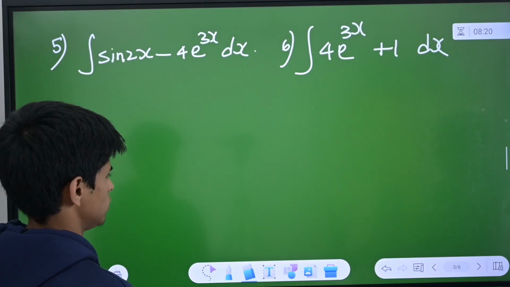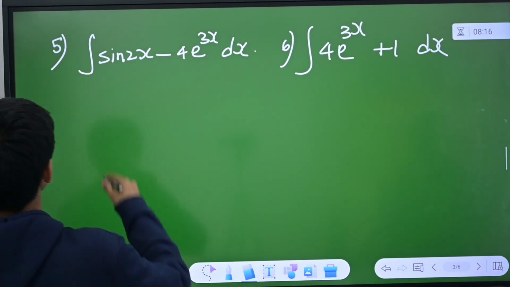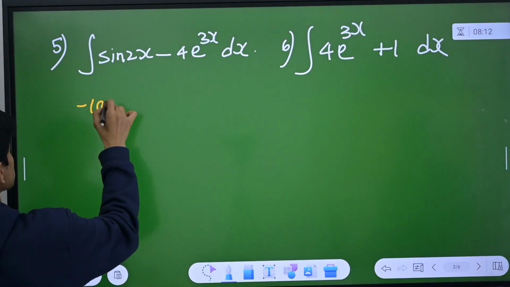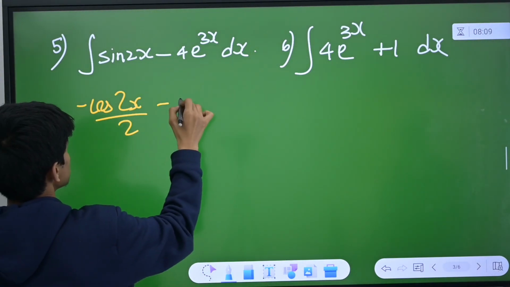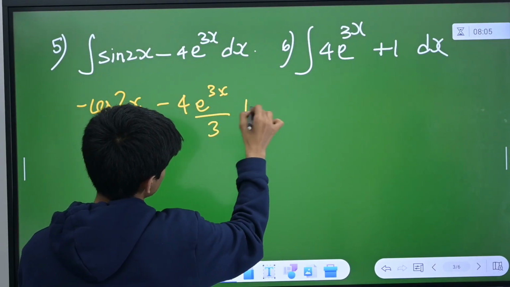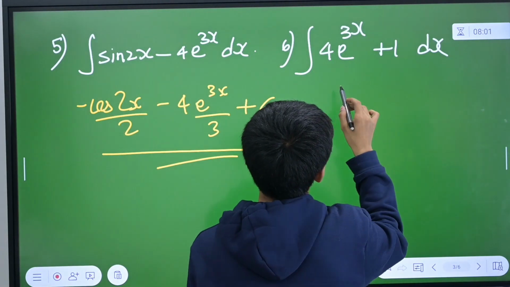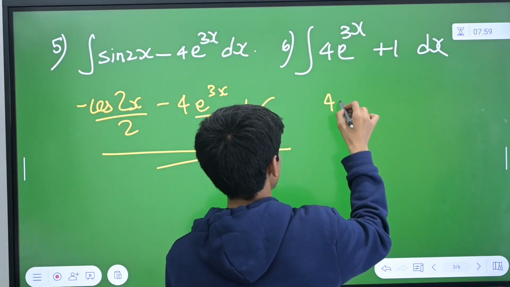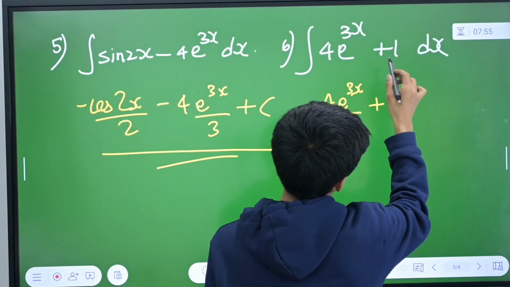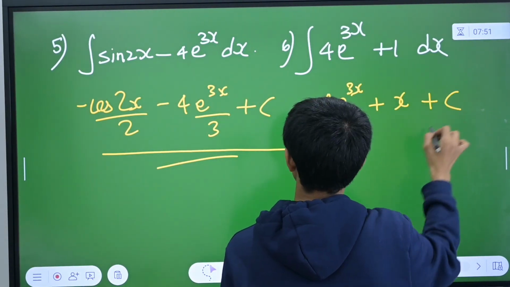Integration of sine 2x is equal to minus cos 2x divided by 2, minus 4 e raised to 3x divided by 3, plus c. Integration of 4e raised to 3x is equal to 4e raised to 3x divided by 3, plus 1. Integrating 1 is x, so don't remove this.